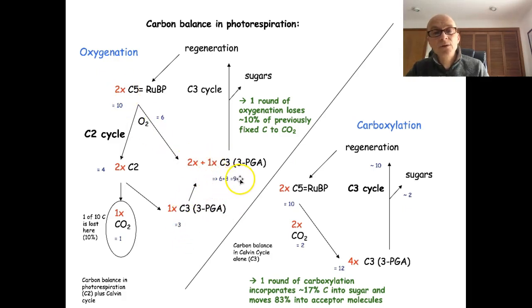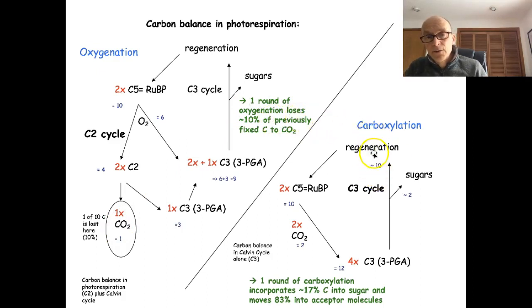That gives you a total number of 9, and that goes then back into the regeneration part. And then that can go back, hopefully, into a carboxylation reaction in the next step. But you see that you lost a carbon. So what I'm writing here in green is that 1 round of this oxygenation loses 10% of previously fixed carbon to carbon dioxide. Right? So that's what comes up here. So that's a problem. There's no gain. There's only loss in the oxygenation part.